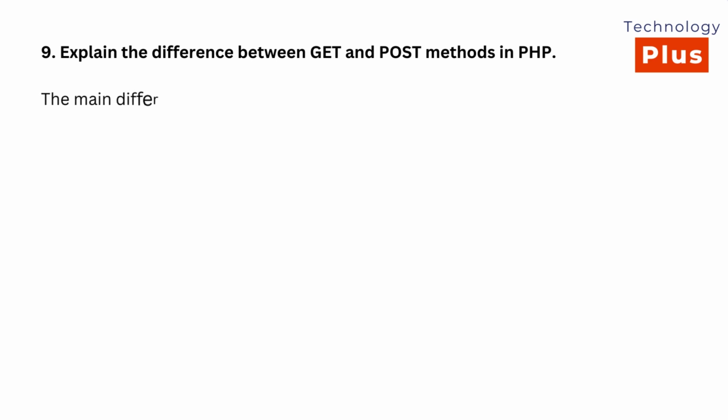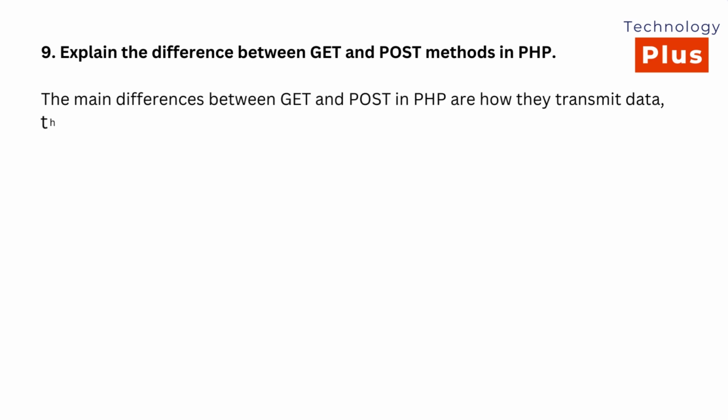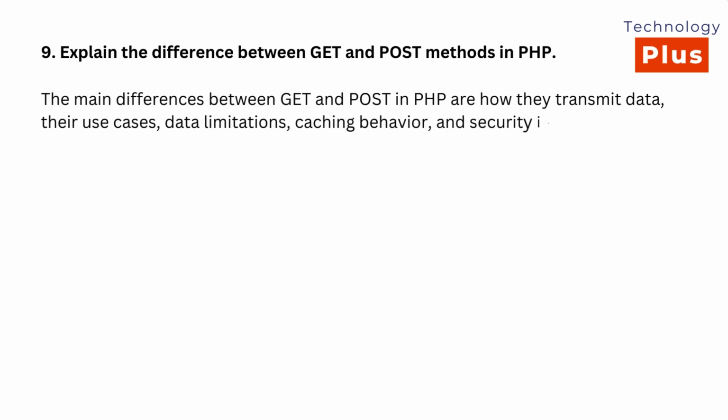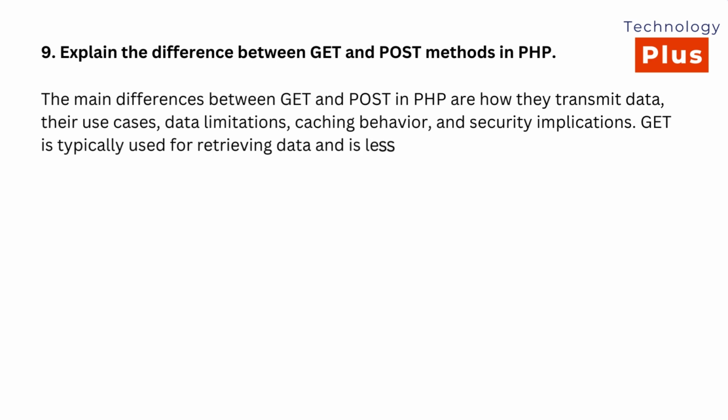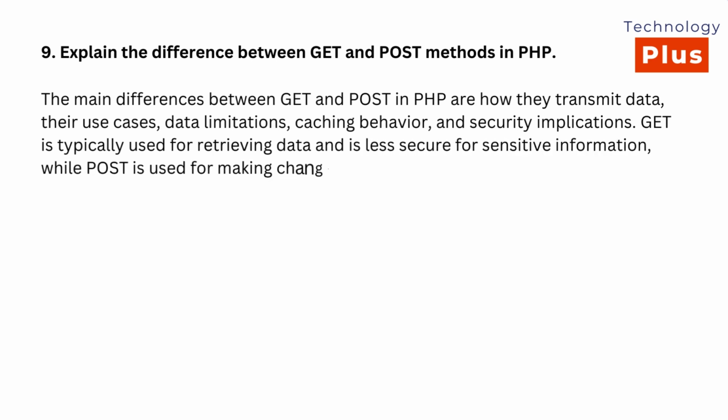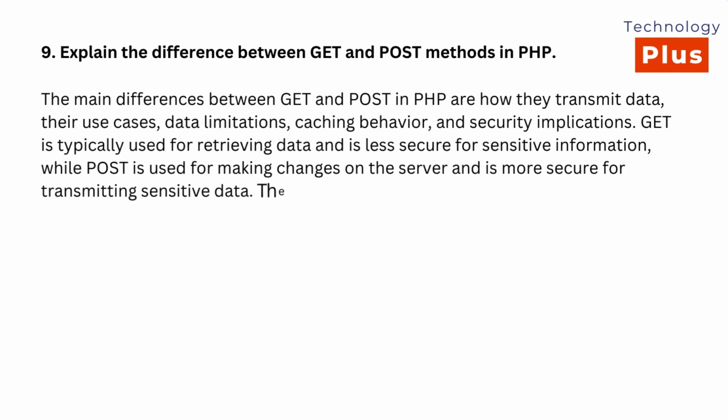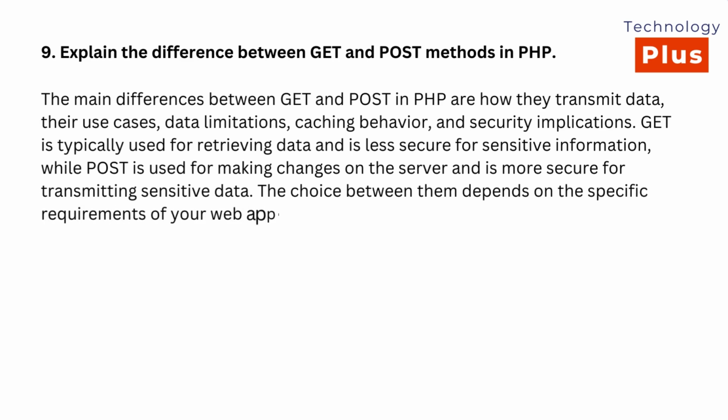The main differences between GET and POST in PHP are how they transmit data, their use cases, data limitations, caching behavior, and security implications. GET is typically used for retrieving data and is less secure for sensitive information, while POST is used for making changes on the server and is more secure for transmitting sensitive data. The choice between them depends on the specific requirements of your web application.